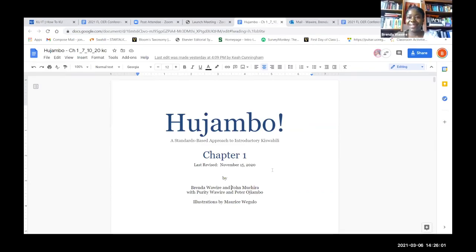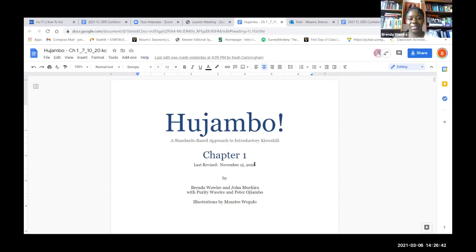Good afternoon, everyone. Thank you for making time to attend our presentation. My colleagues and I are going to share about the project that we are working on. As you can see, the name of the project is Hujambo, a standards-based approach to introductory Kiswahili. Today we're just going to share chapter one, which we have a complete draft of. The layout of chapter one highlights the structure that the textbook is going to follow. I'll give a brief overview of the project, and then we'll look through chapter one.